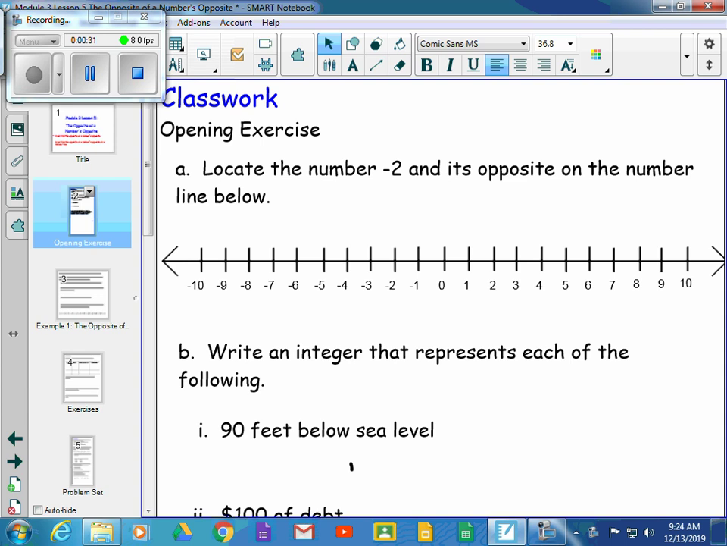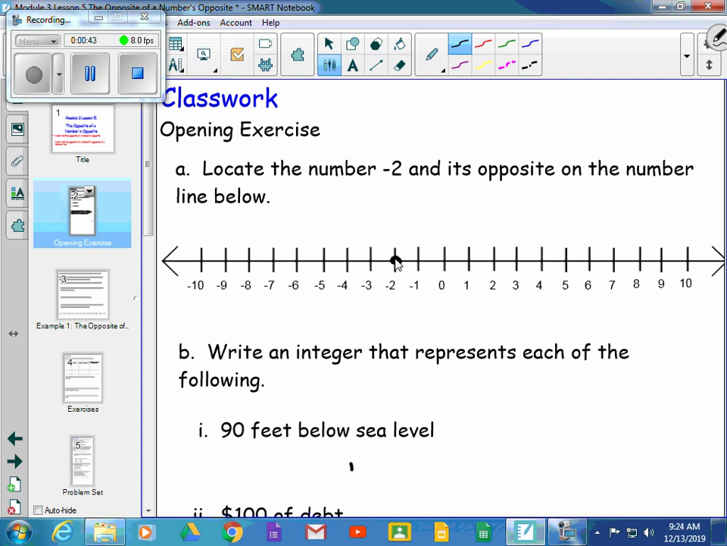Letter A wants us to locate the number -2 and its opposite on the number line below. So I'm going to place a point on -2, and I'm going to place one on its opposite, which is 2. Remember the reason why opposites are the same distance from 0 on a number line. -2 is 2 spaces to the left, so +2 is its opposite because it's 2 spaces on the right.